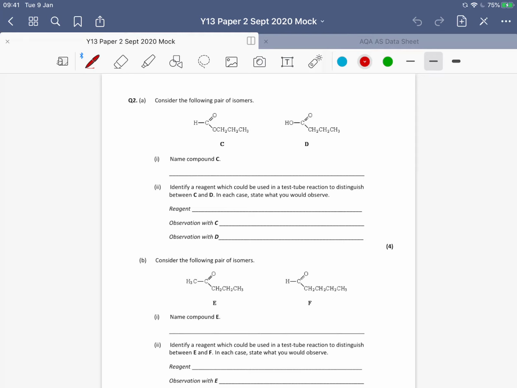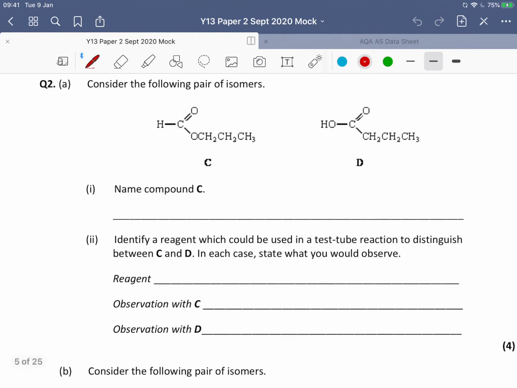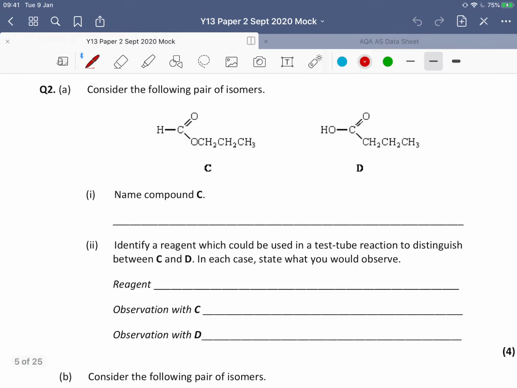Okay, so now we're looking at question 2 of the September mock. It launches straight into it, there's no sort of preamble here. Okay, so consider the following pair of isomers.